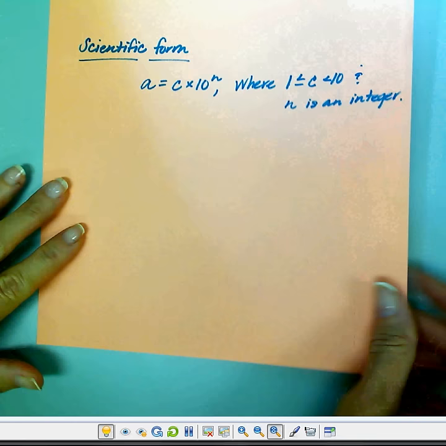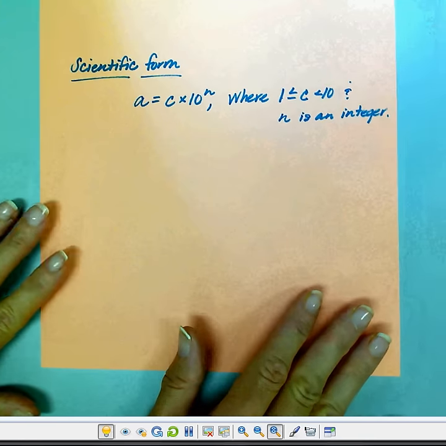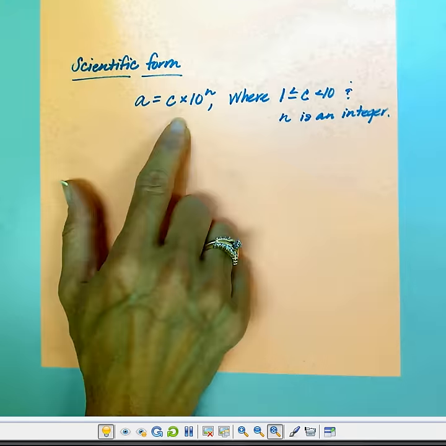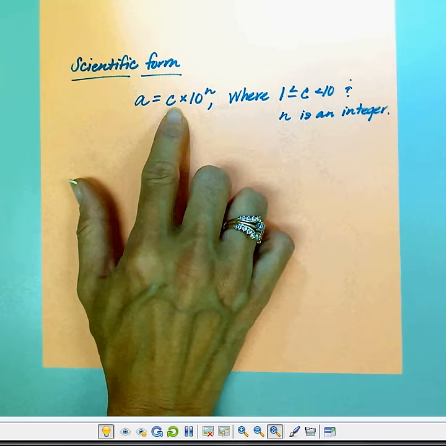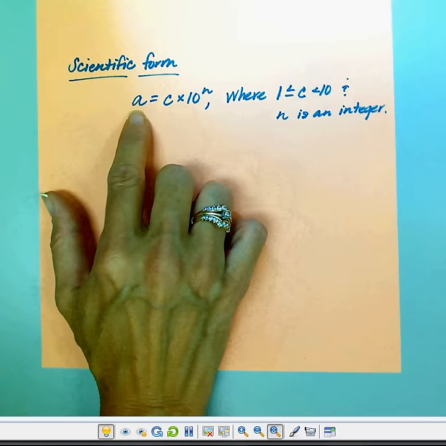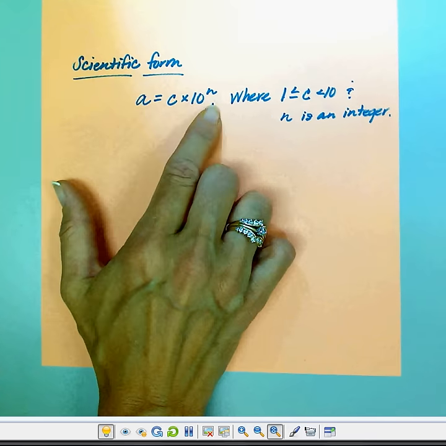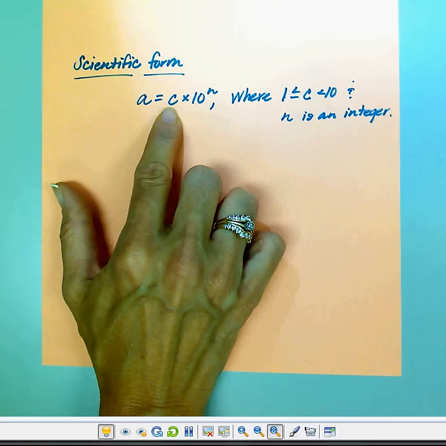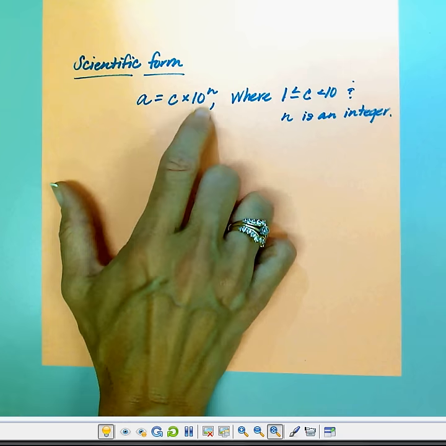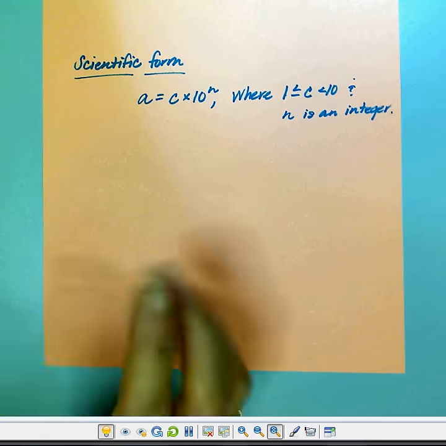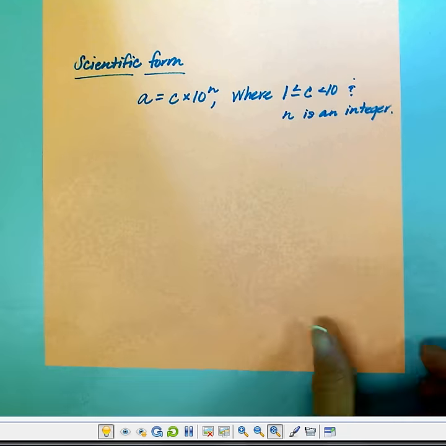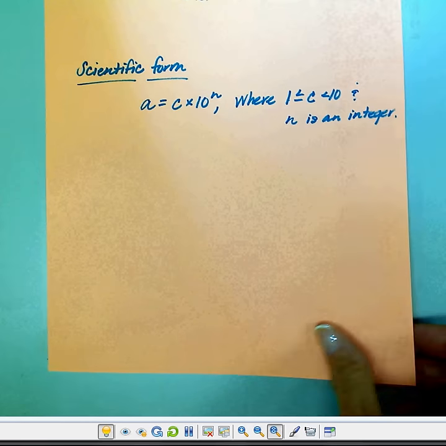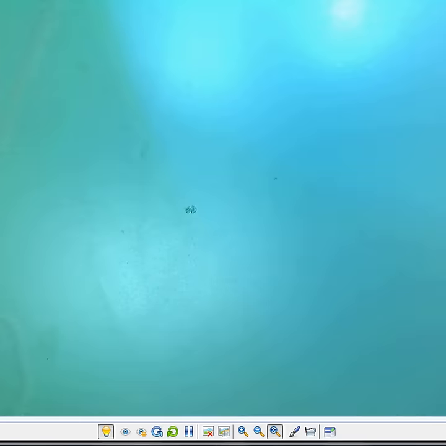And the last thing before I show you a couple just real quick examples, scientific form is rewriting a very large number into a number that looks like this. So we have a is equal to c times 10 to the n, and we know the number to the left of the decimal has to be greater than or equal to 1 and less than 10, and n has to be an integer, and that integer could be positive and that integer could be negative. So let me show you just a couple real quick examples before you get started on your homework for section 1.1.